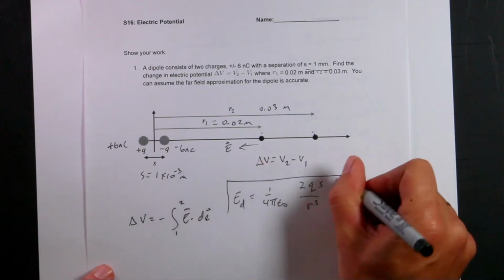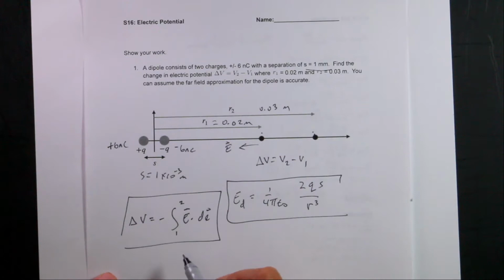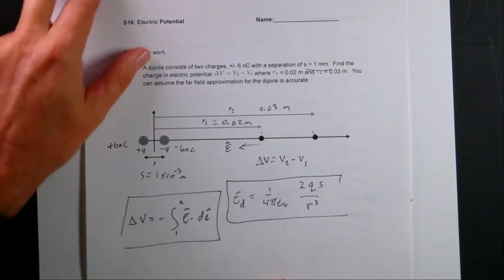So we can use this and this to find the change in potential. And that's what I'm going to do first. Okay, but we know it should be positive. Okay, so let's do that.